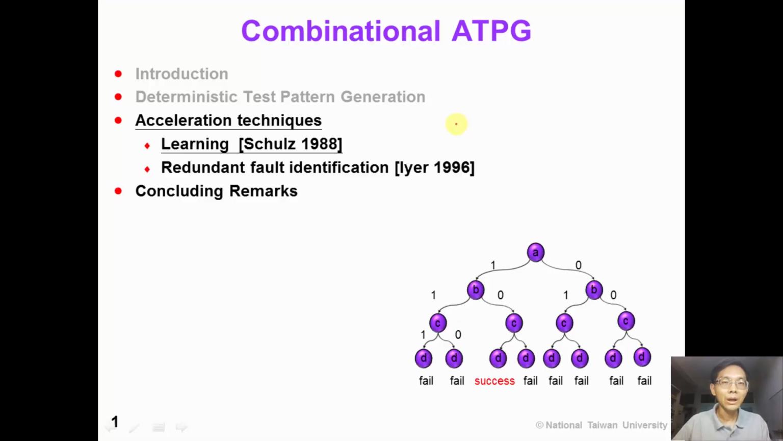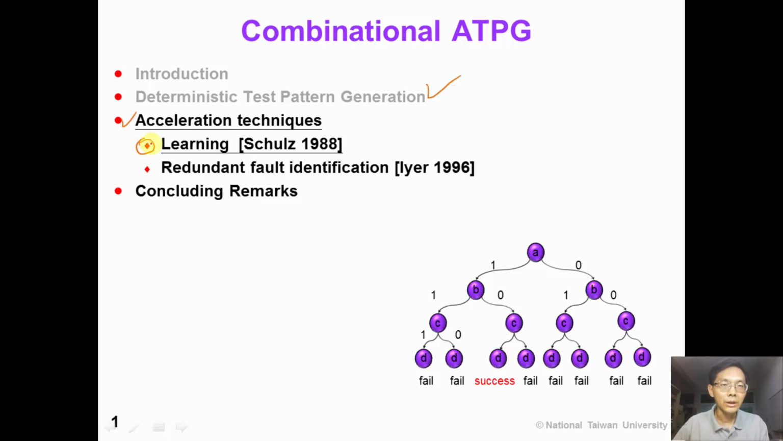Dear classmates, welcome back to the last video of the Combinational ATPG chapter. We already know that Combinational ATPG is an NP-complete problem, so it is very difficult to solve. We need many acceleration techniques to speed up ATPG. In this chapter, we will introduce two famous techniques to speed up our ATPG.